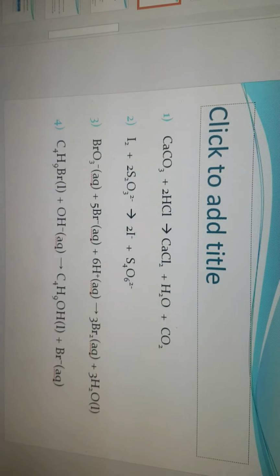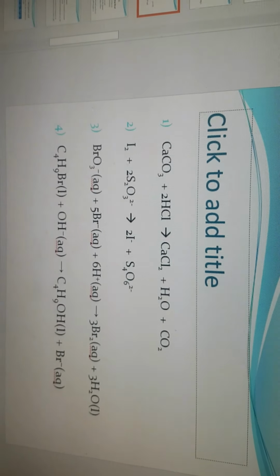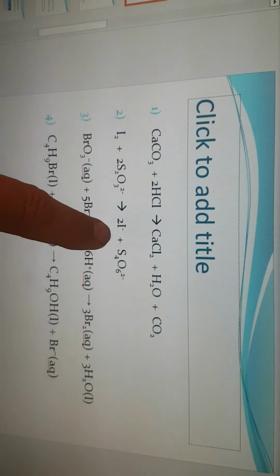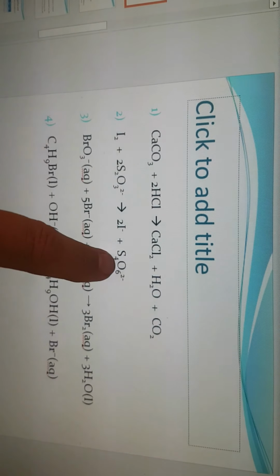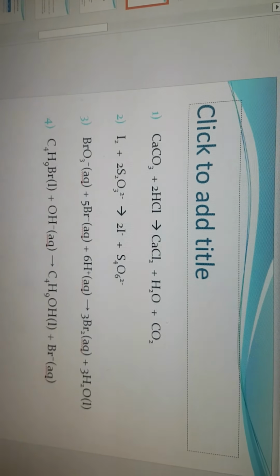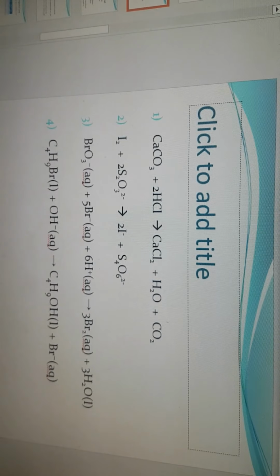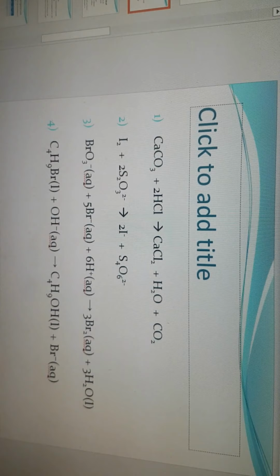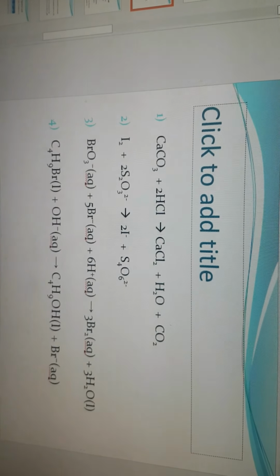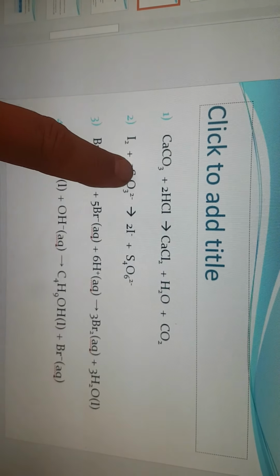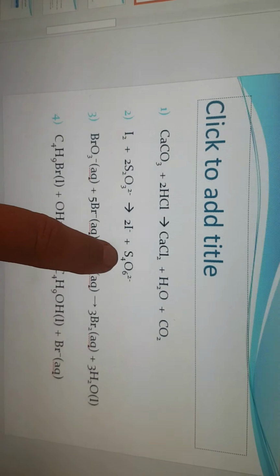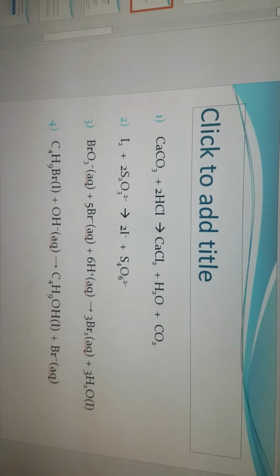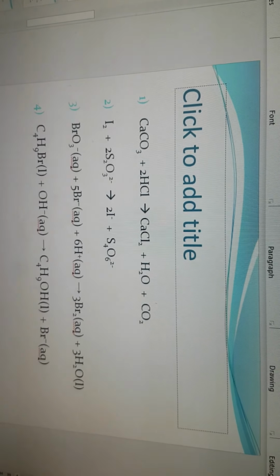Now, number 2, no gas, so A and B are ruled out. However, iodine as an element is brown in colour, iodide ions are colourless, so colorimeter method C is the obvious answer for this one. There's no change in pH. There would be a slight change in conductivity, because there's 2 moles of ions on this side and 3 moles of ions on this side, but that's only a slight change, so it's probably not a good idea to use that, but you're not totally wrong if you suggested it.